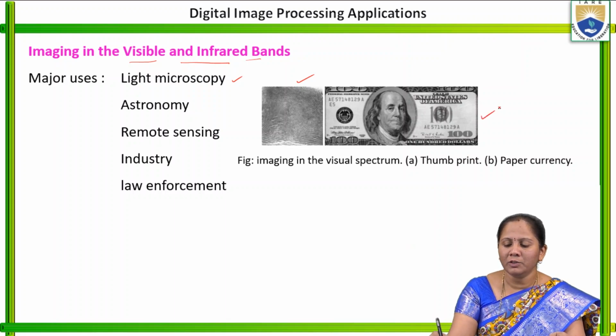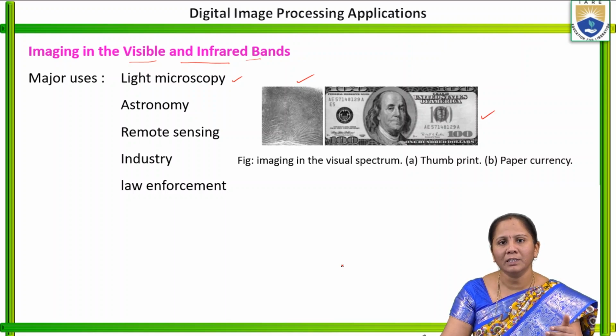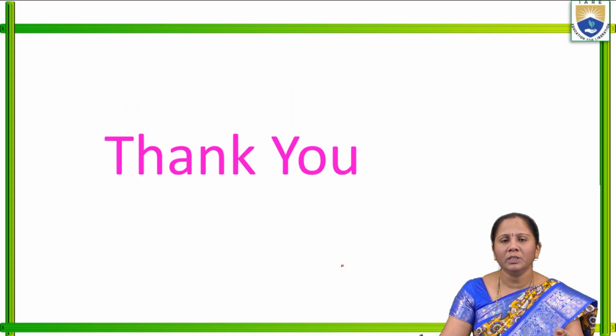And the second image is an image of paper currency, and this image is also captured by using the visual spectrum only. So these are the main areas where the visual and infrared bands are applied. In these areas, this particular range can be applied. These are some of the applications of digital image processing, and this is how digital image processing has started.